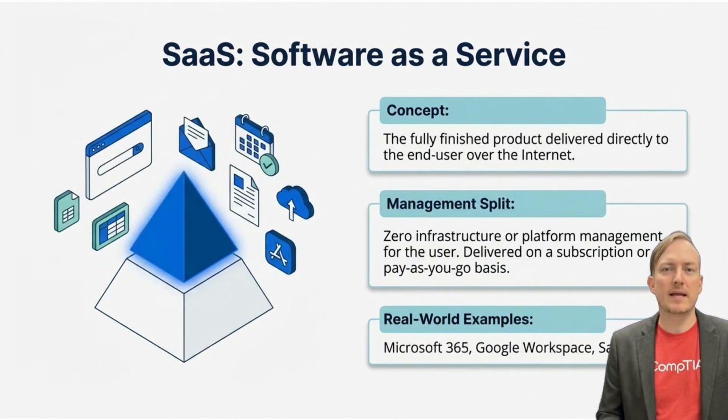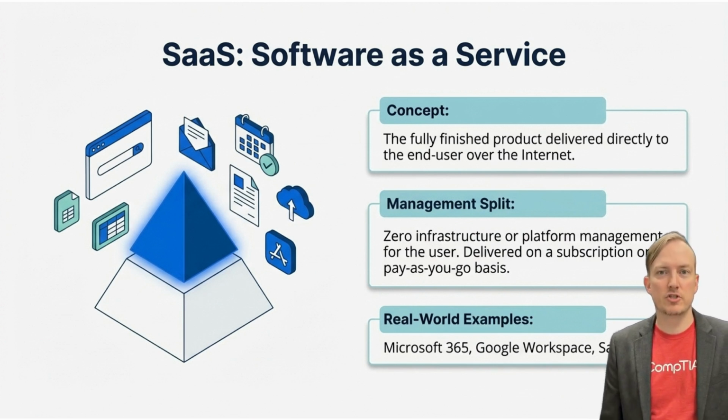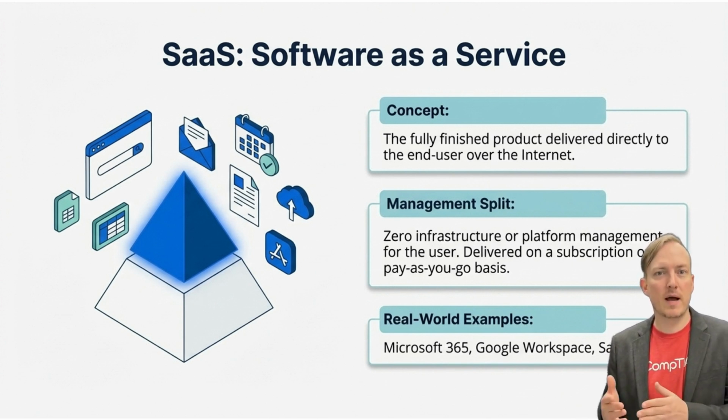At the top is SaaS, or Software as a Service. This is the fully finished product delivered directly to the end user over the internet. There is zero infrastructure or platform management required from the user, and it is typically delivered on a subscription or pay-as-you-go basis. Microsoft 365, Google Workspace, and Salesforce are prime examples.